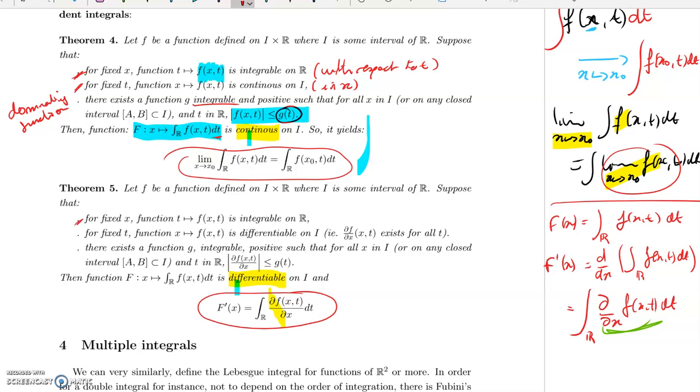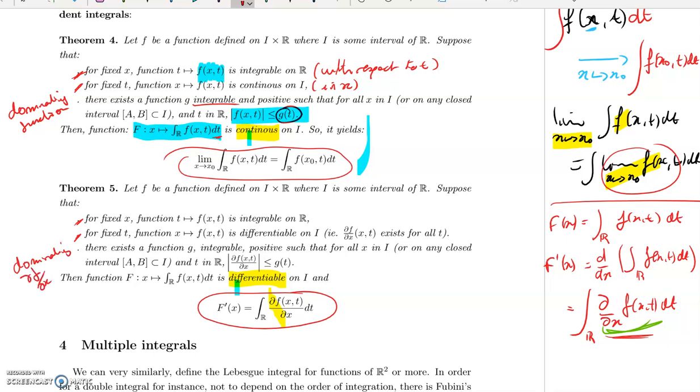So as previously, we need that if we have some fixed value of x, the integral is well defined. Of course, that's the least we can ask. Then we need, of course, the function to be differentiable in terms of x. Otherwise, I wouldn't be able to write that. That seems pretty straightforward.